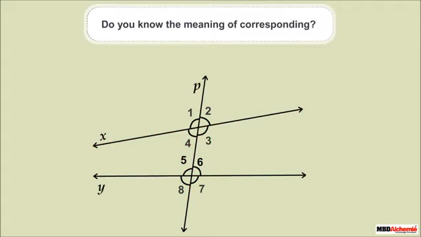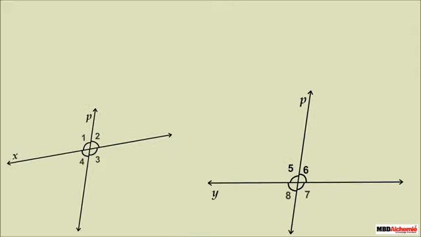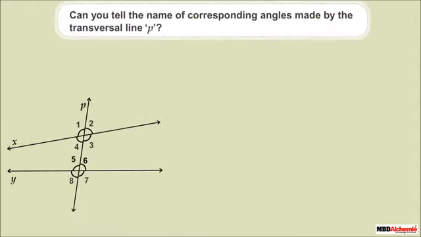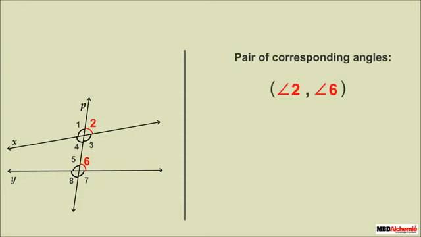Do you know the meaning of corresponding? The word corresponding means similar in position. If you have noticed the position of the angles, can you tell the names of corresponding angles made by the transversal line P? If you observe, both the angles 2 and 6 lie on the same side and at the same position of the same transversal line. Thus we can say that the pair of angles 2 and 6 is a pair of corresponding angles.